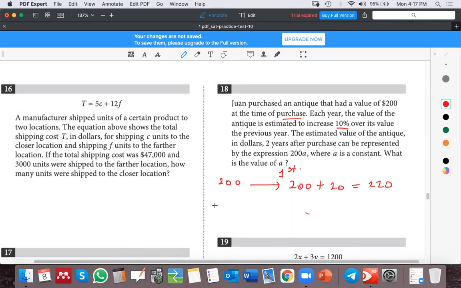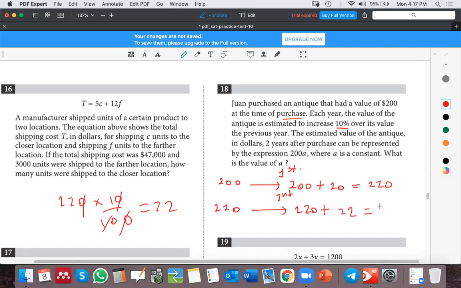After the second year, what will it be? 220 is in my hand. So after the second year, 220 plus 10% of this. What is the 10% of this? 10 over 100 of this is 22, which will be 242 when I add them. 220, 242. Okay, after the second year. Now, 2 years after the purchase can be represented by the expression 200. This result, which is 242, could be expressed by this, where A is a constant.